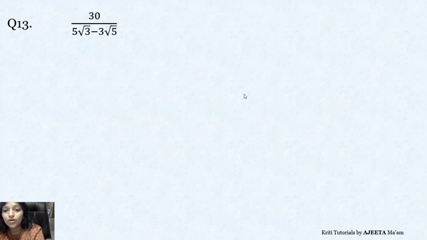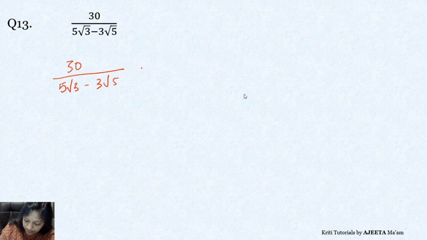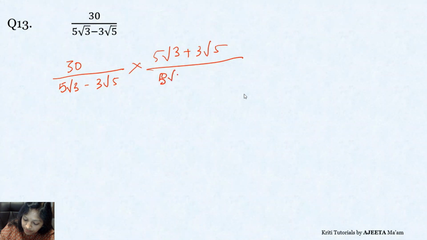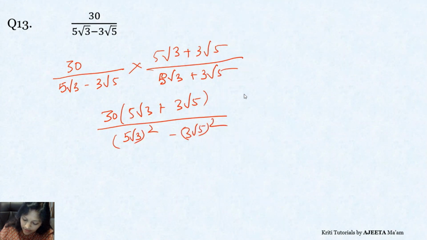Now 30 upon 5 root 3 minus 3 root 5. By which number will you rationalize, or what is the rationalizing factor? We will take 5 root 3 plus 3 root 5 as the rationalizing factor. So 30 into this. Right? So what is 5 root 3 whole square minus 3 root 5 whole square? That we have to check.